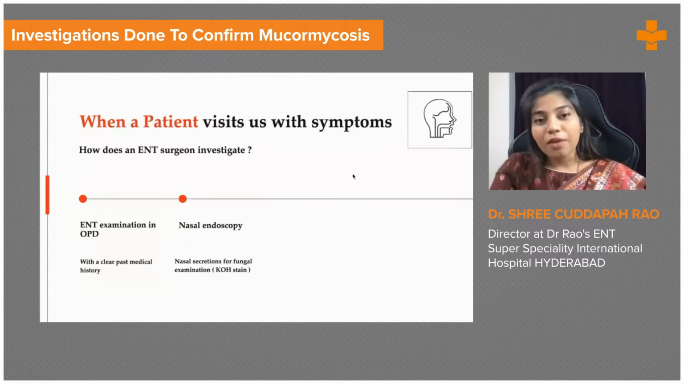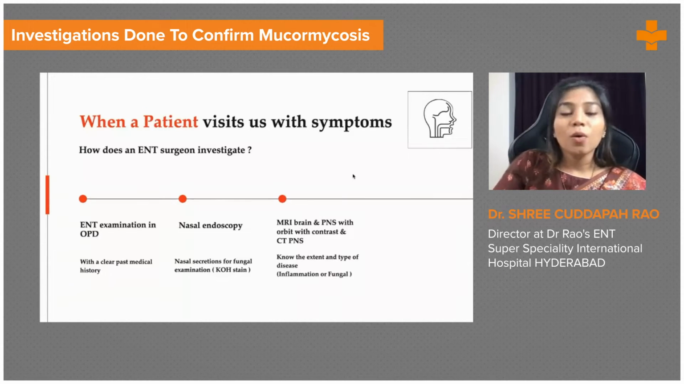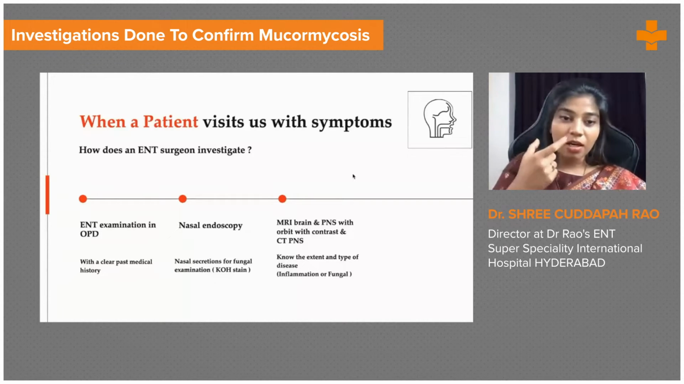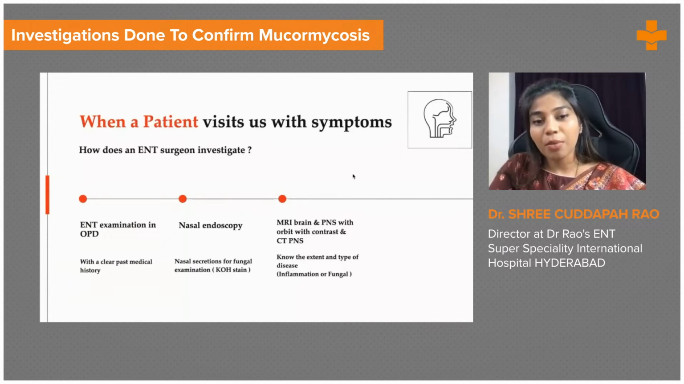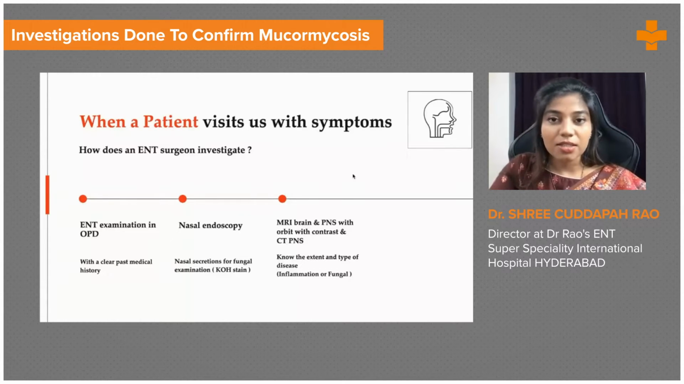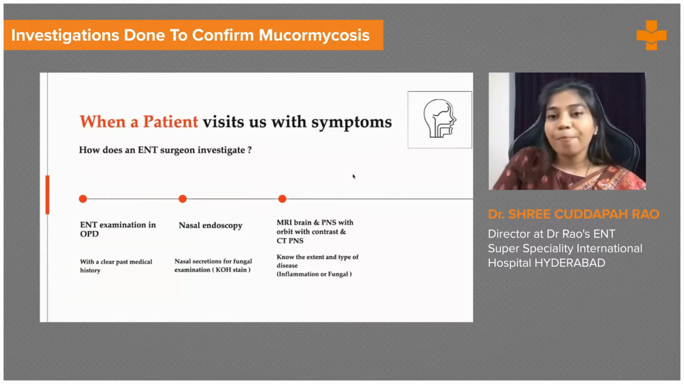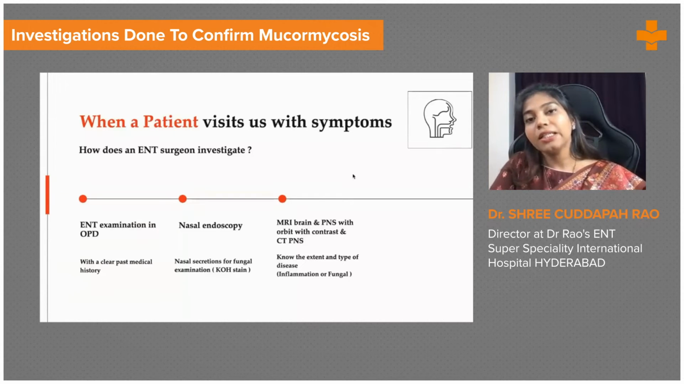So, in the meantime, after we send the specimen for fungal staining, we also ask the patient, without any waste of time, to undergo an MRI brain and PNS with the orbit, which is done with gadolinium contrast. We prefer getting a contrast MRI done, and also CT PNS, CT scan of paranasal sinuses. This is mainly done in order to know the extent of the disease and the type of the disease, because in MRI we can clearly differentiate a fungal from a bacterial sinusitis.